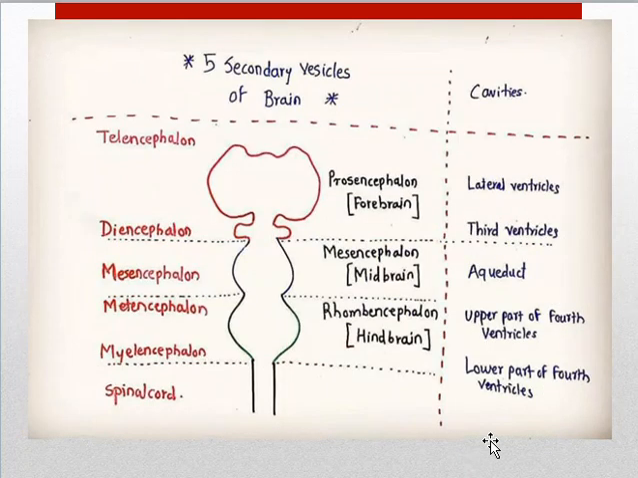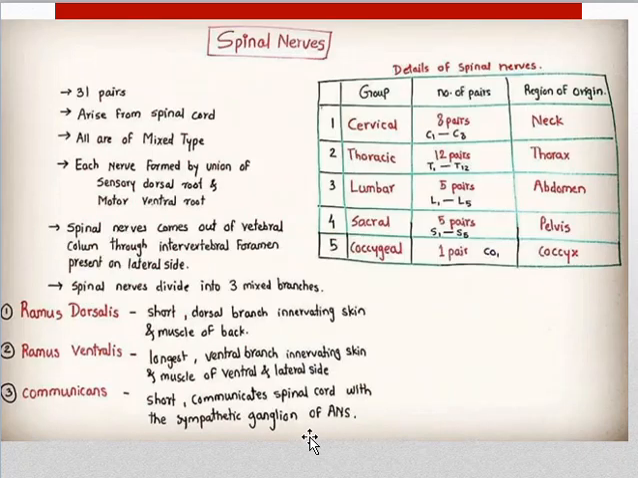So the next, the five secondary vesicles of the brain are telencephalon, that is the forebrain, diencephalon, mesencephalon, metencephalon, and myelencephalon, and then spinal cord. That is prosencephalon, forebrain, which has lateral ventricles and third ventricle, mesencephalon, midbrain, which has the aqueduct, rhombencephalon, that is hindbrain, with upper part of fourth ventricle and lower part of fourth ventricle. These are the five secondary vesicles of the brain: telencephalon, diencephalon, mesencephalon, metencephalon, and myelencephalon, and then spinal cord.